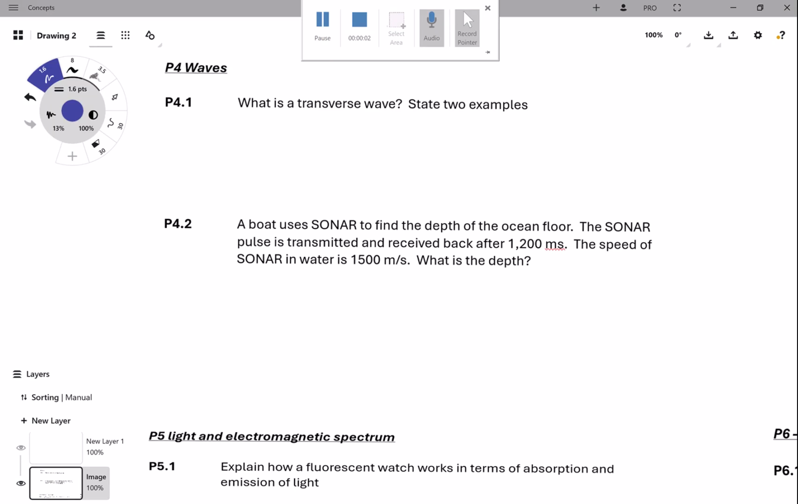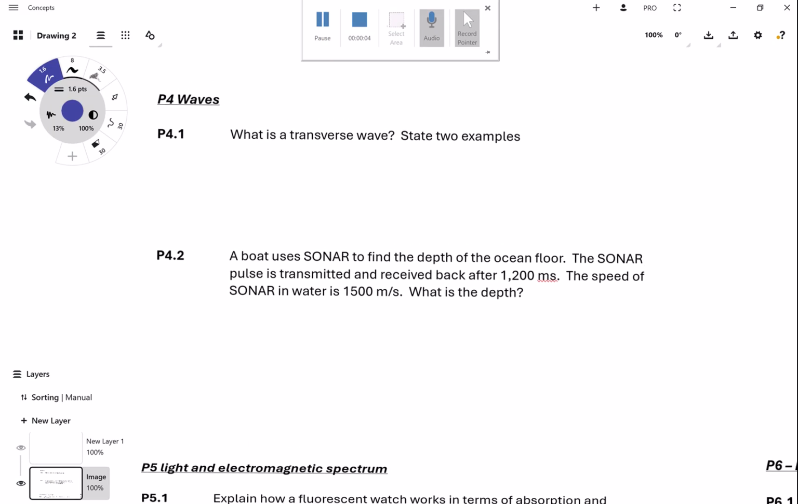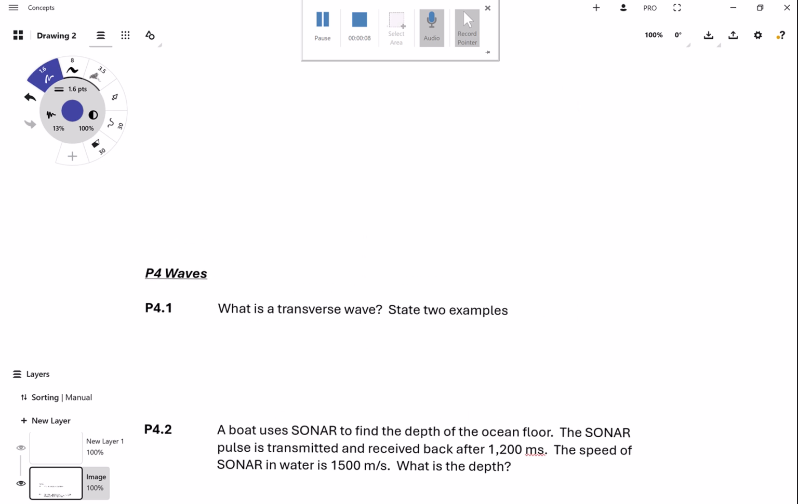Okay, on to P4 waves, and we're going to look at longitudinal and transverse waves. On the top here I'm just going to explain the difference between them. What you need to know, well, I'd like you to just learn V, P, D, O, E, T, and that'll explain everything.